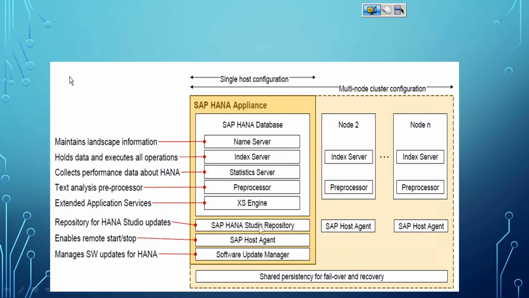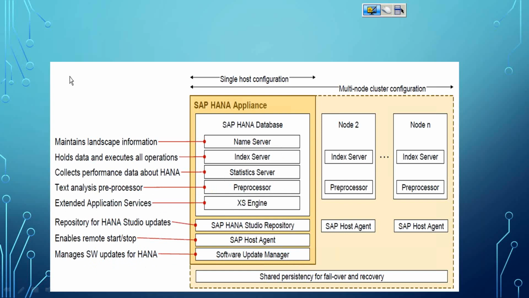And after that, we have the SAP HANA Studio repository. So this is for your HANA Studio, because with the end user we'll be having this HANA Studio repository. And we have SAP Host Agent, which will be used to enable or stop your remote services on the server. And we have software update manager. This is the old one, right? So we have your LCM again, which will be managing your software updates of SAP HANA.